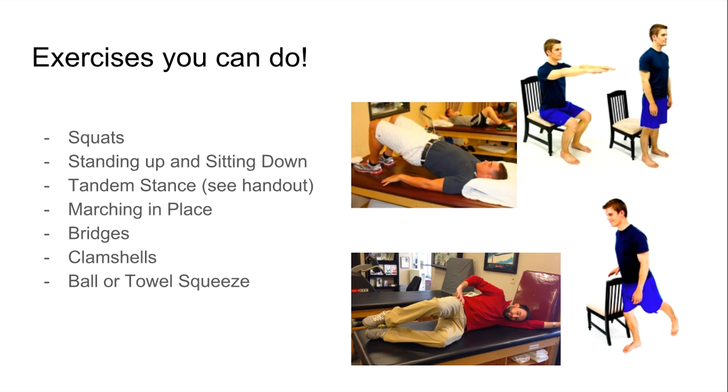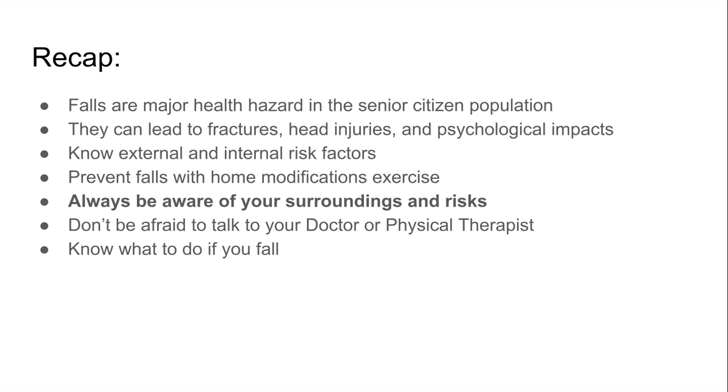In addition to bridges, we could do something called a clamshell, where you lay on your side and you open up your legs, like the gentleman's doing in the red shirt. And something else called a ball or a towel squeeze, while you lay on your back and you squeeze a ball or a towel between your legs. All of these exercises target specific muscles that you need to use to have good balance and good strength in your lower extremities.